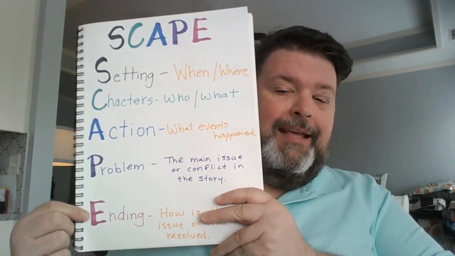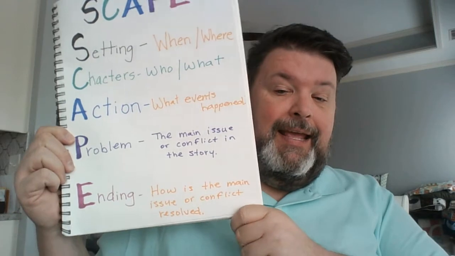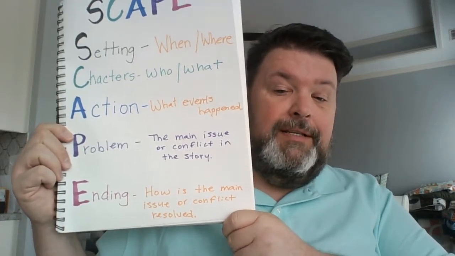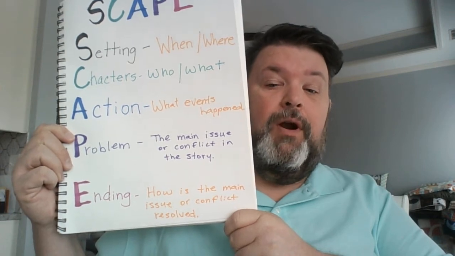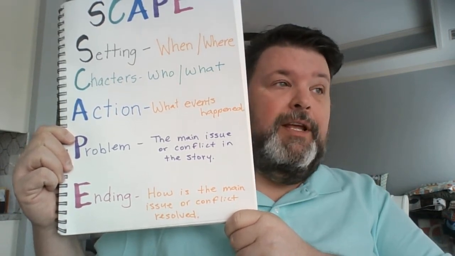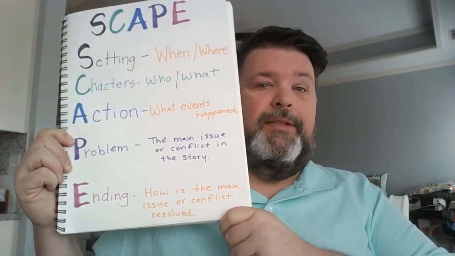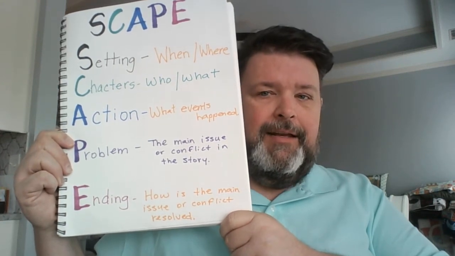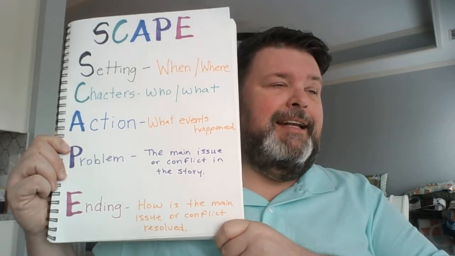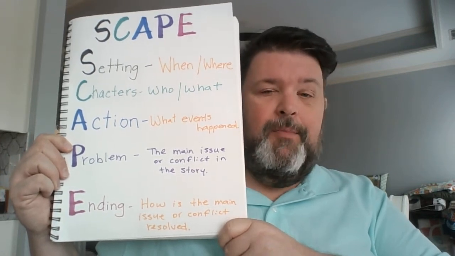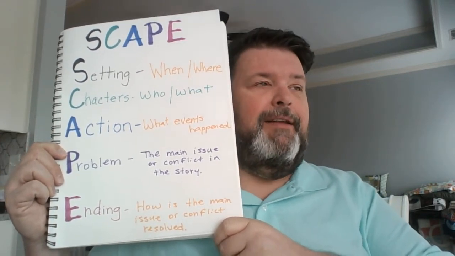And then E is for ending, and the ending is how the main issue or conflict is resolved. So what happened? Well, the bird was smarter than the cat, and she flew away at the last second and carried a bunch of seeds in her mouth back for her babies, or something to that effect.